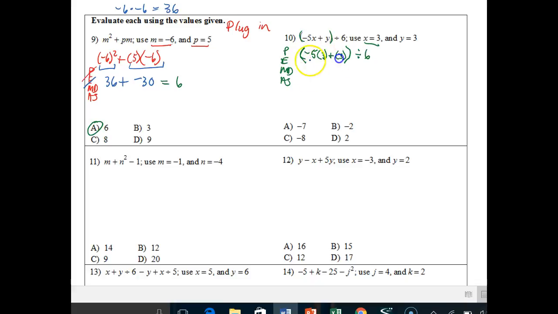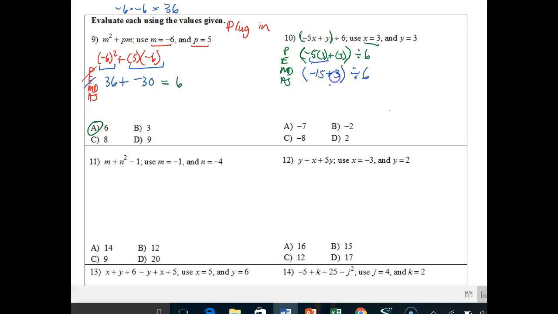So I can't add these first, I have to multiply them because multiplication comes before addition. So this is still in parentheses, negative 15 plus, and you can now get rid of that parentheses, right? There's no reason for that to be there. Negative 15 plus 3 divided by 6. But notice how I keep the overall parentheses, right? Because I have two operations inside this parentheses.